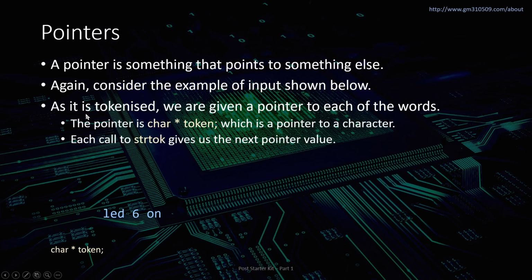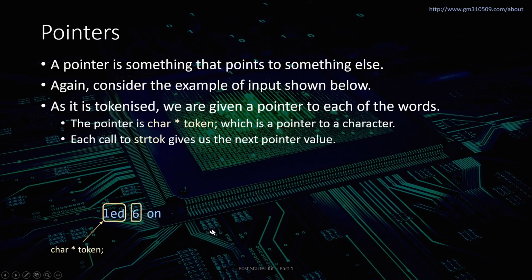And so what happens is, as we tokenize it with this strtok function, we're given a pointer to each of the words that it finds, or each of the tokens that it finds. The token is a pointer, which is what the asterisk means, and it's a pointer to something that's of type character. Each time we call strtok, we get the next pointer value. So the first time we call it, the token will point to this first token, LED.